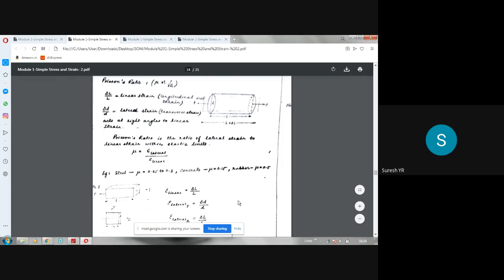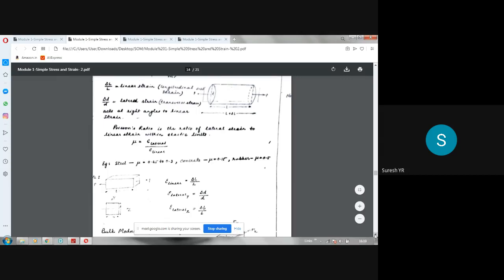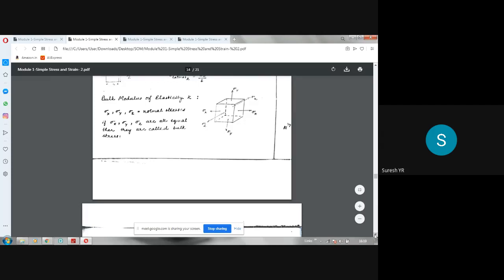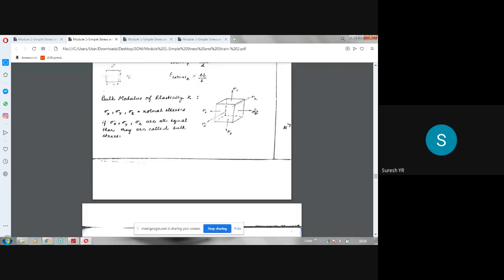Okay, so this is some of the definitions, elastic constant definition. One more is bulk modulus of elasticity, K. Sometimes stress will act on all the three directions, x, y, z, and equal. It is subjected to equal stress, sigma x is equal to sigma y is equal to sigma z. Then we define what is called as bulk modulus of elasticity.